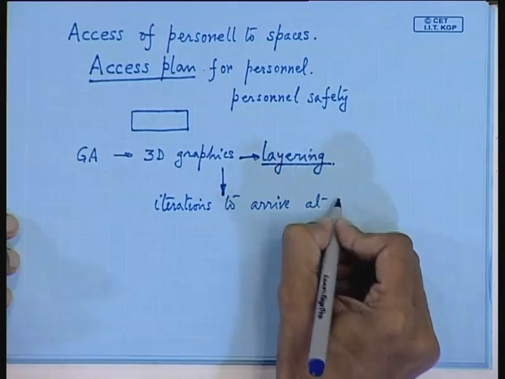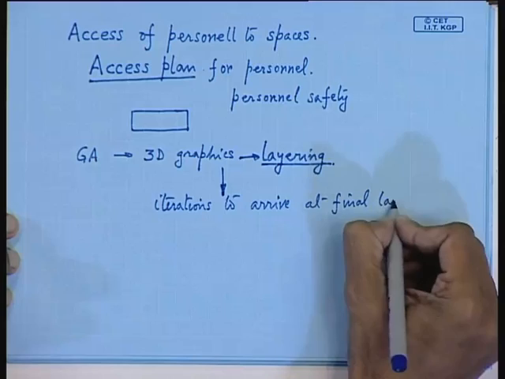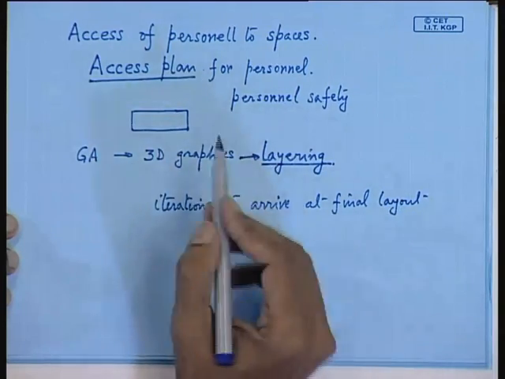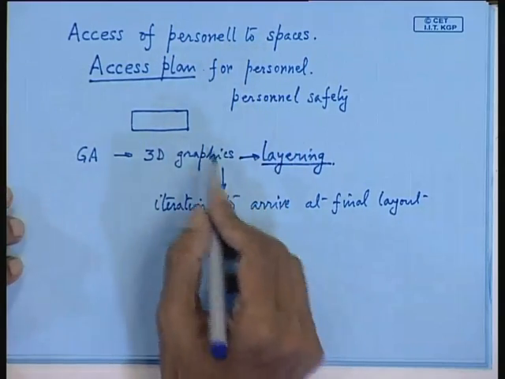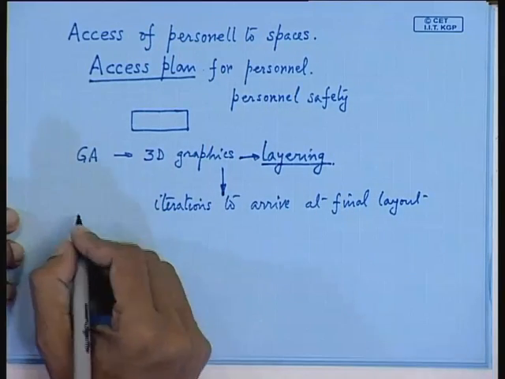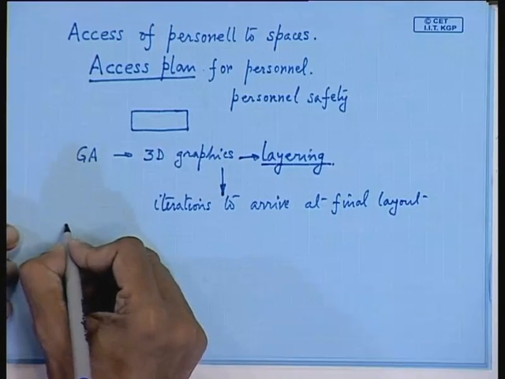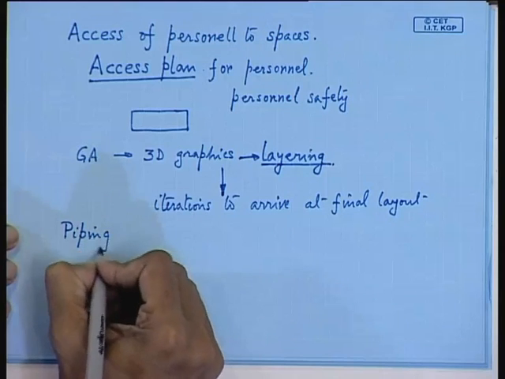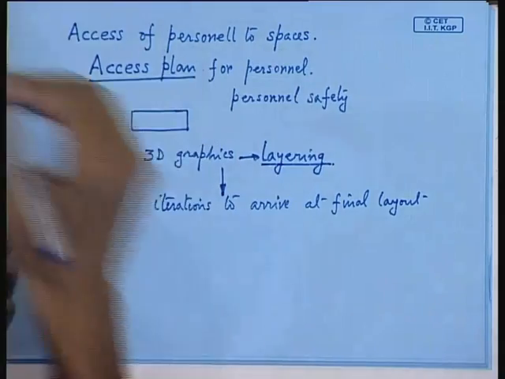To arrive at the final layout, because the items will continuously change, you have to interface with the other engineers. The main thing that will come as an obstruction is piping. Piping is very important in offshore platforms. First is the location of all the equipment I have told you.